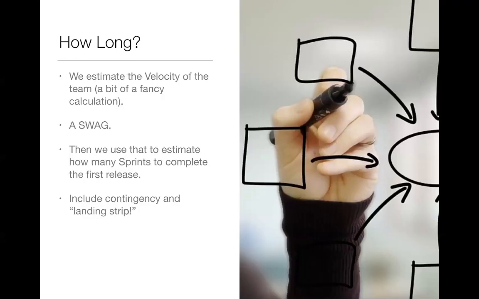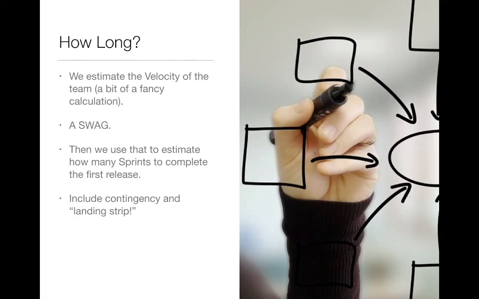Okay, so now somebody's going to say, well, okay, how long before the first release is going to get done? And to be fair, it's going to be a swag, but we can start to do a swag about how long is it going to take, how many sprints is it going to take to do the first release. So we estimate the velocity of the team per sprint, at least our average sense of the velocity. That's a fancy calculation. We're not going to go into that here, but not that fancy, but it's somewhat of a fancy calculation. But we take a guess at that. It's a swag. It's a calculation, but it's still a swag. Then we use that to estimate how many sprints it'll take to complete the first release.